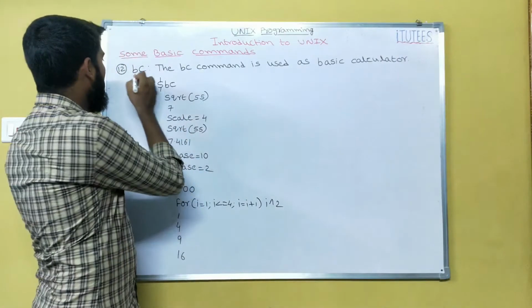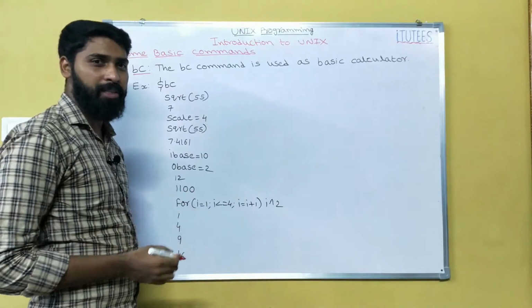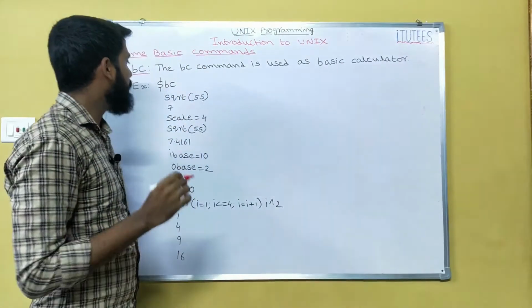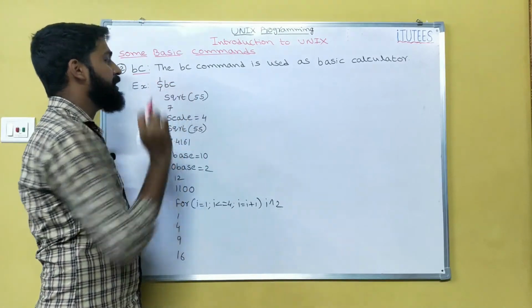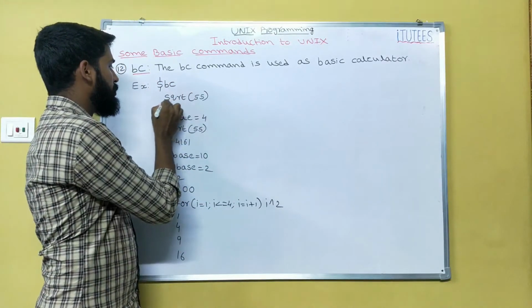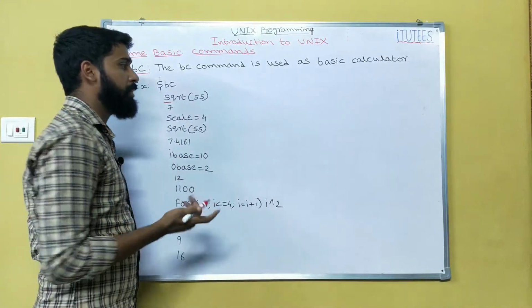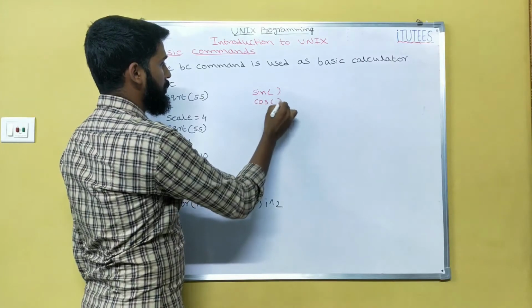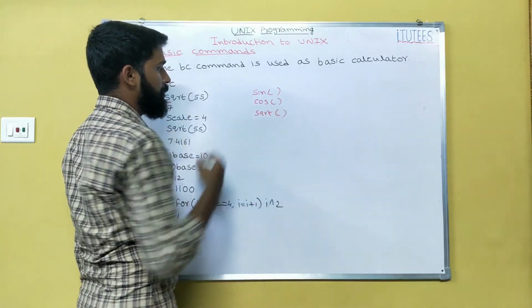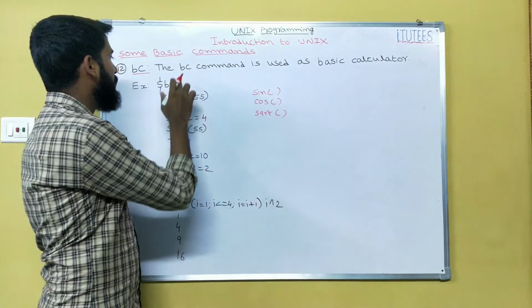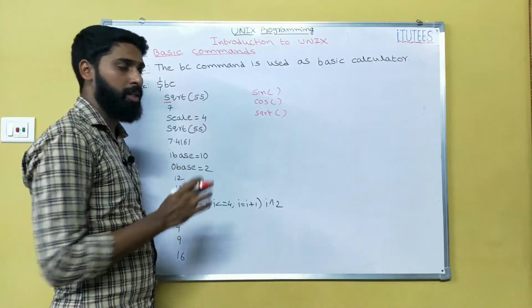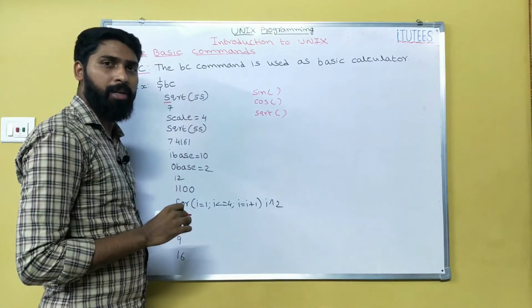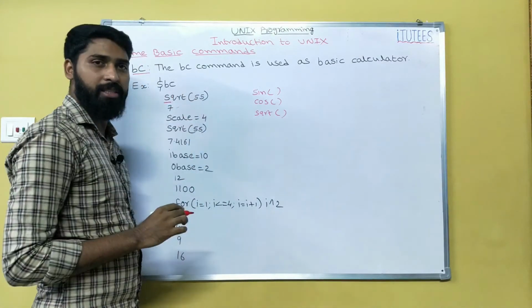Next command is the BC command. BC means basic calculator. The BC command is used as a basic calculator. For example, I type BC, then the cursor goes here. Now there are many predefined functions available in BC: sine, cos, sqrt. Many functions are available in BC. Now I want to find the square root of 55. How can I give square root? In brackets I give 55. Then it returns 7. So why?